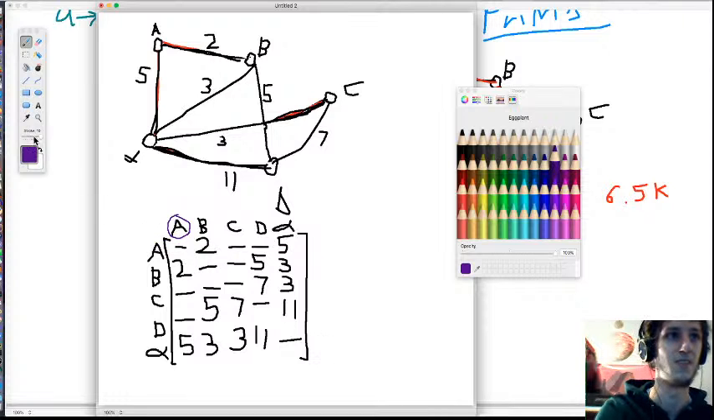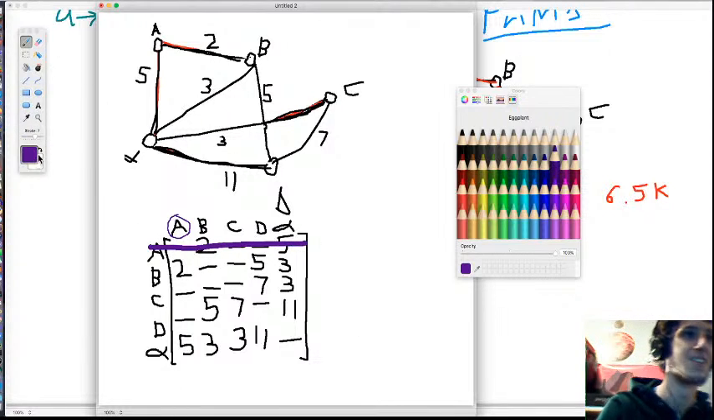Cross out the row. And then what you do is you look in this column and you find the lowest weight. In this case, that's a 2. And then you look at which row it's in. Here it's in B, so we circle B. And we cross out this column again.